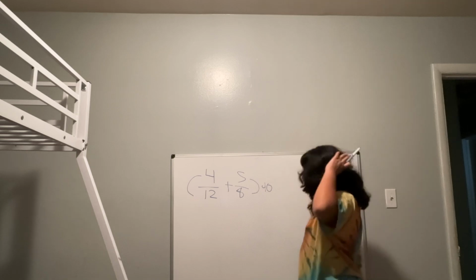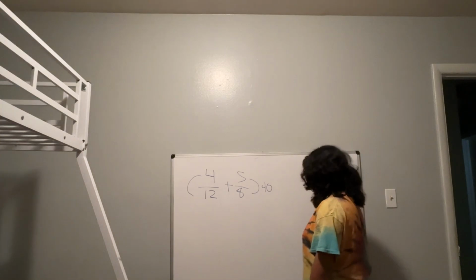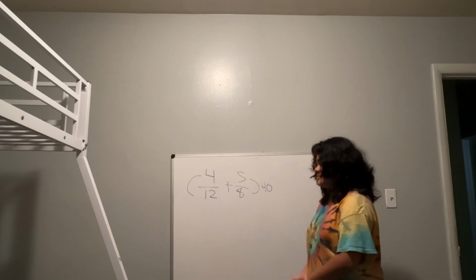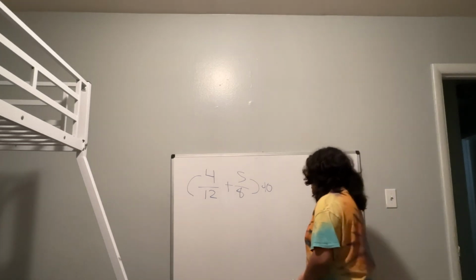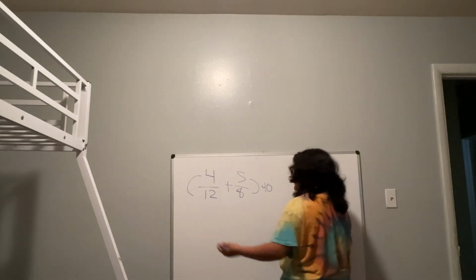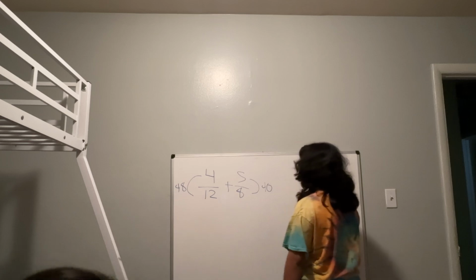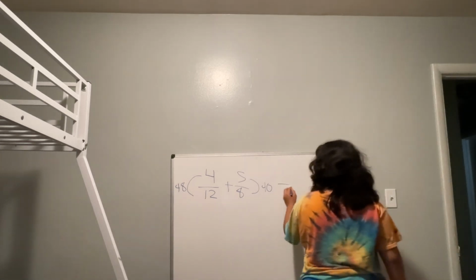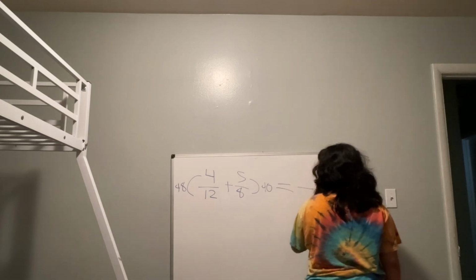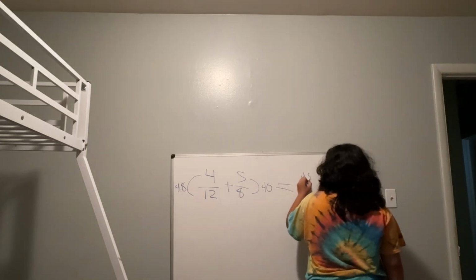Please. Okay. 12, 24 plus 24, 48. So 48. From here, I guess 48 over 40, I guess.